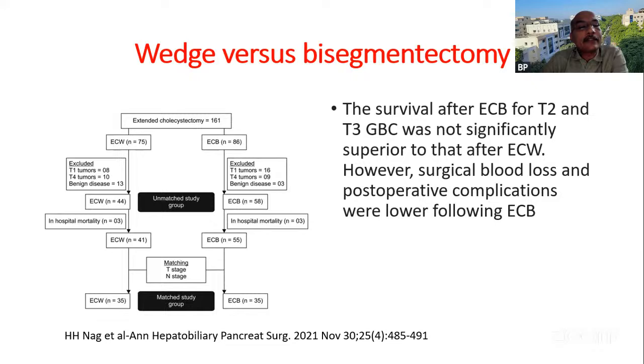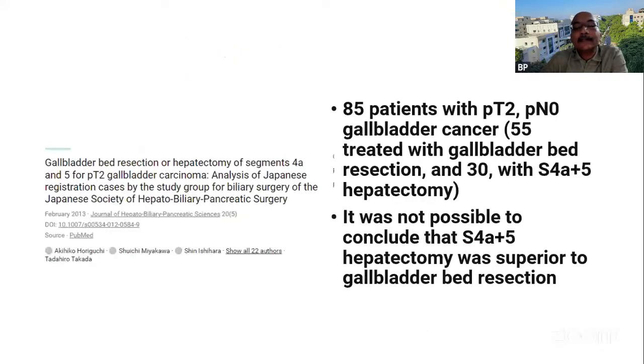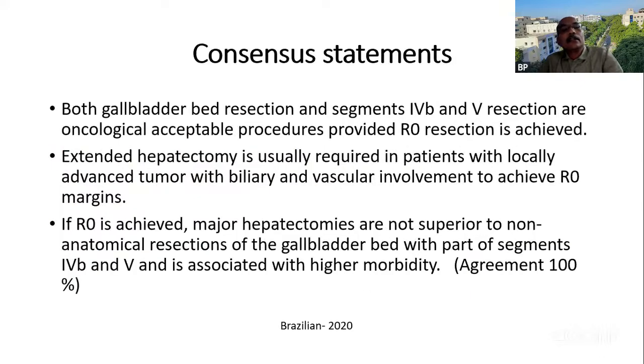So the publication from the GBC hospital also shows that when you have achieved an R0, wedge versus bisegmentectomy may not have much difference. And this is replicated in various other publications as well, especially from abroad, but with a smaller number of patients. So general consensus says that both gallbladder bed resection and segment 4B5 are oncologically acceptable procedures provided R0 is achieved.